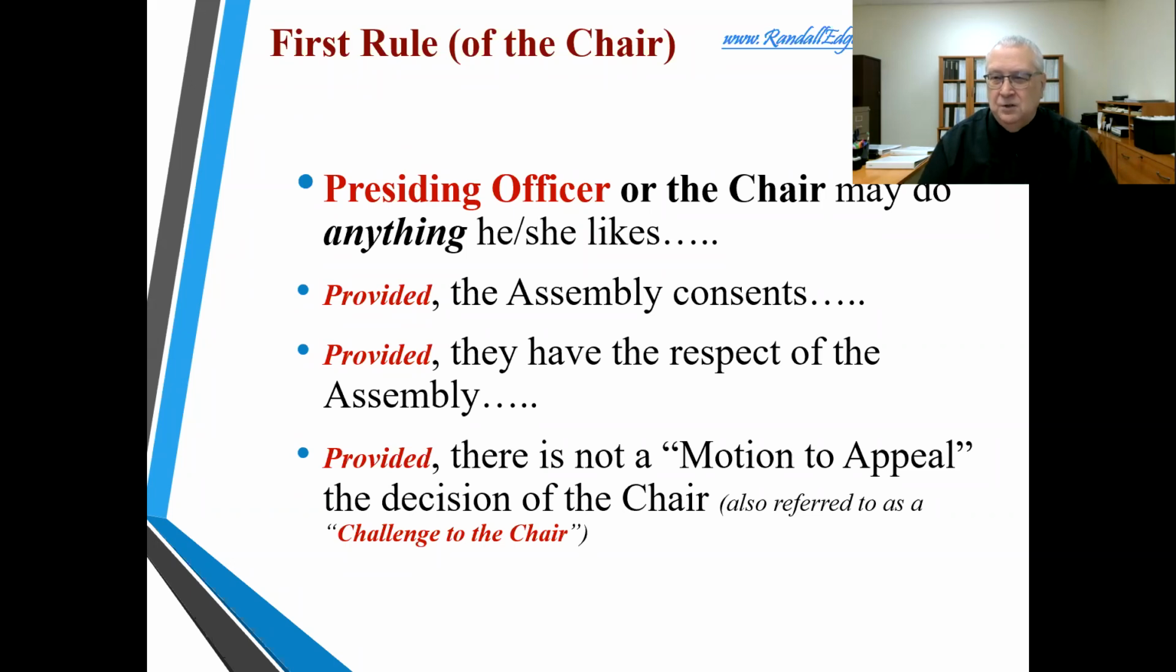A motion to appeal, a challenge to the chair, is actually a significant embarrassment to be avoided by the chair wherever possible. And good meetings, invariably, one of the measures you can give to a meeting that's been well run is that the meeting has gone by without anyone challenging a decision of the chair.